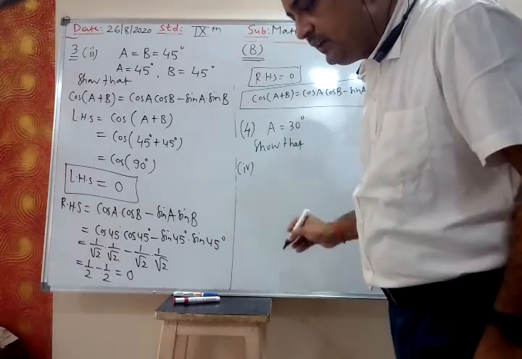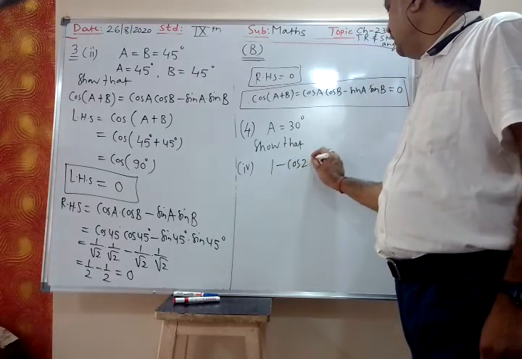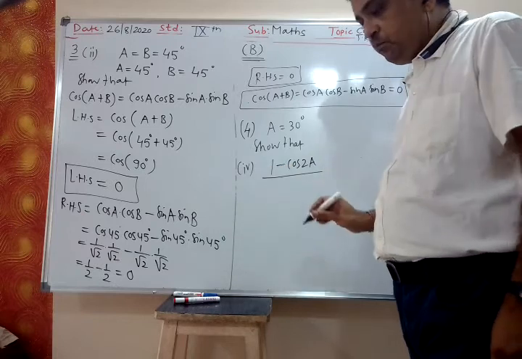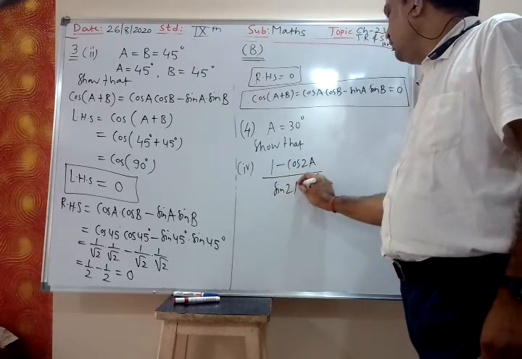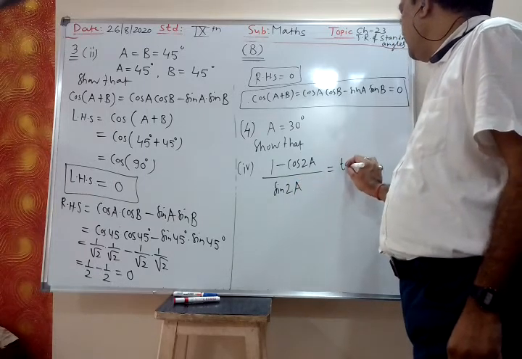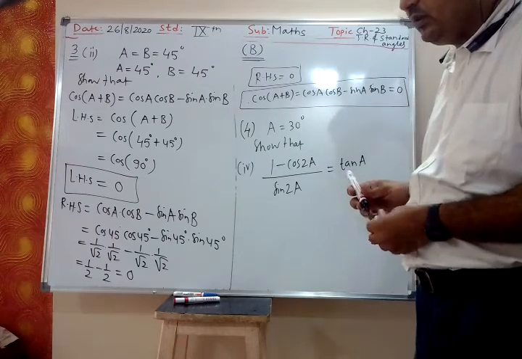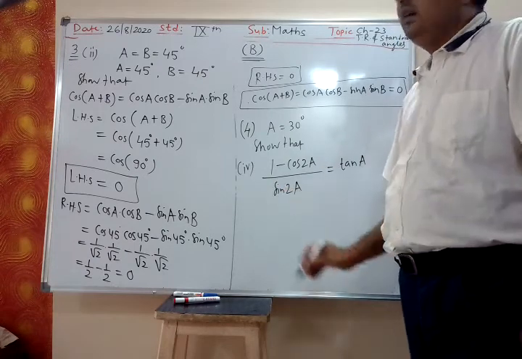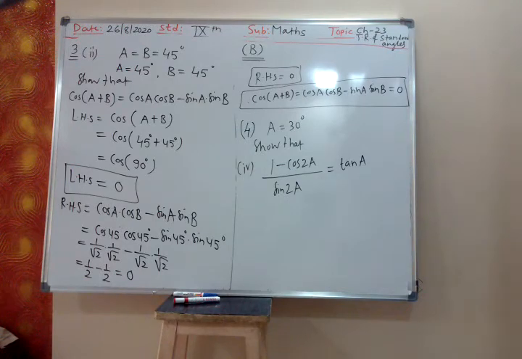Fourth is 1 minus cos 2a upon sin 2a is equal to tan a. 1 minus cos 2a upon sin 2a is equal to tan a. So consider left hand side and right hand side.